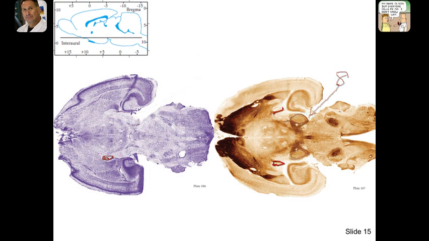And we have the substantia nigra. And we have another white matter tract here and here. The mammillothalamic tract. And we are in the hypothalamus here.